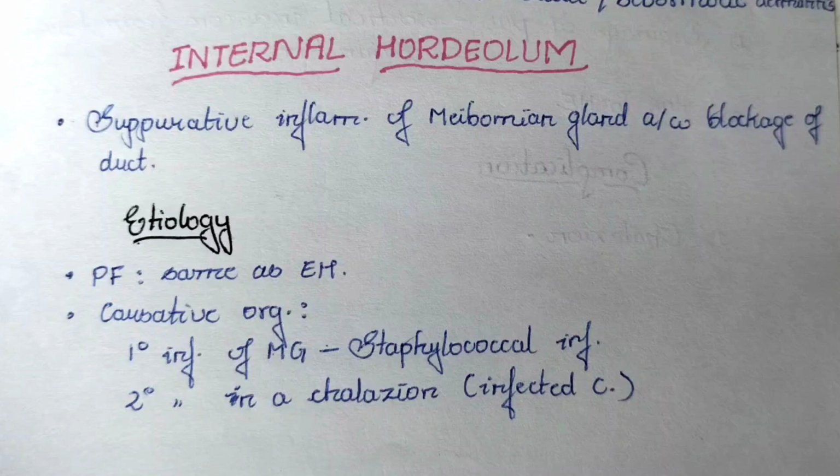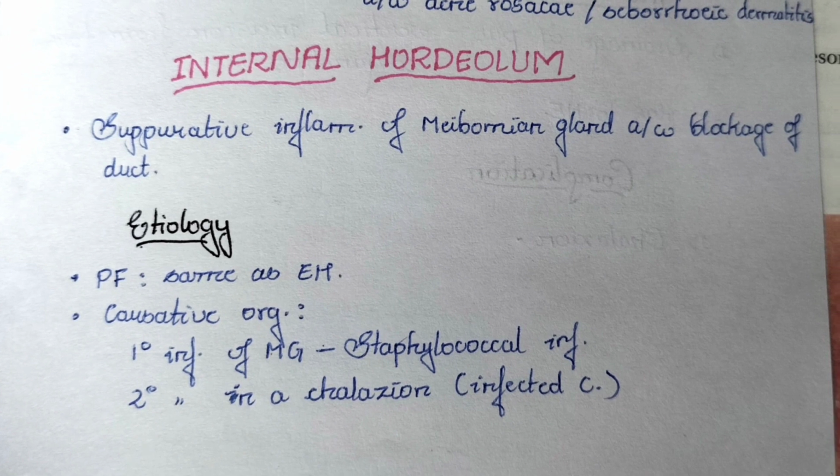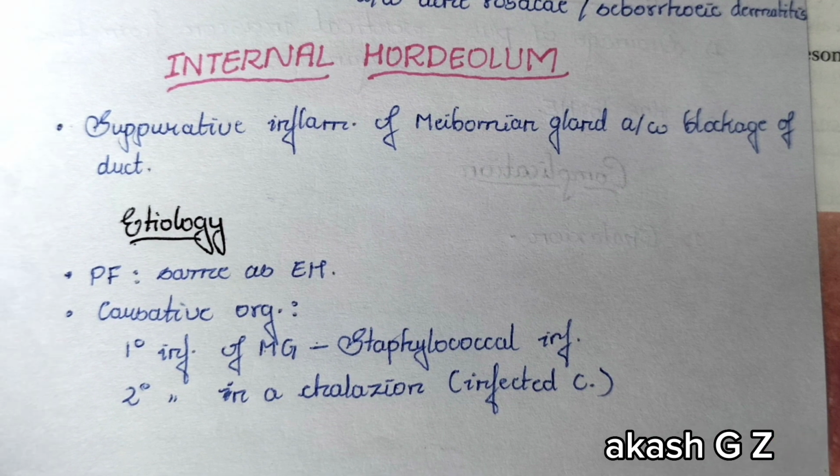Now coming to hordeolum internum, it is a suppurative inflammation of the meibomian gland associated with blockage of the duct. External hordeolum is because of the gland of Zeis and gland of Moll, while internal hordeolum is because of the meibomian gland. The etiology and predisposing factors are the same as those of external hordeolum. The causative organism is primary infection of the meibomian gland by Staphylococcus. Secondary infection is by an infected chalazion.